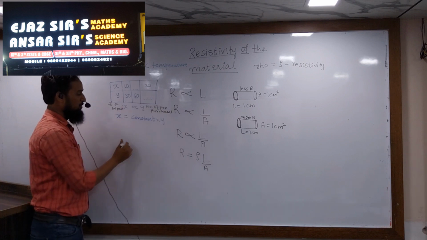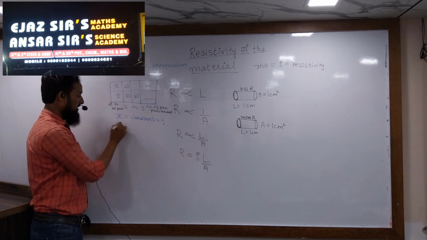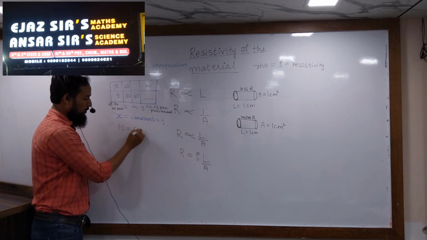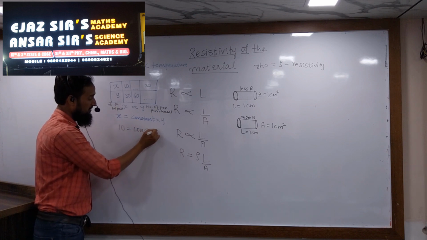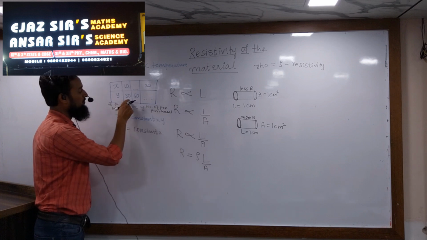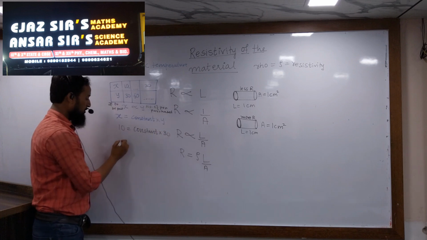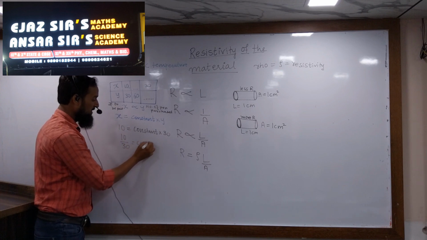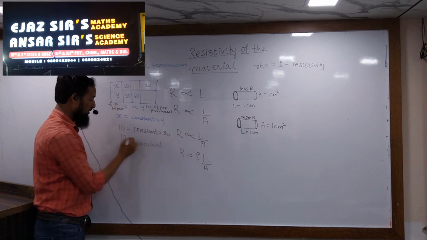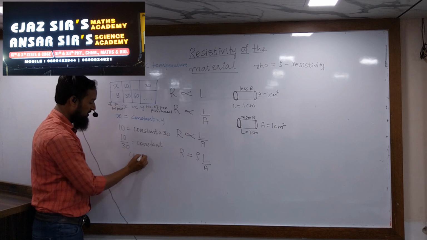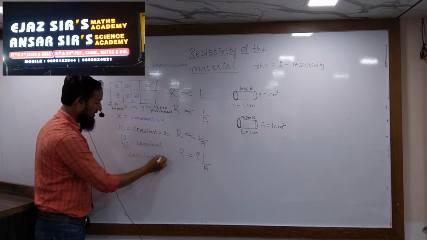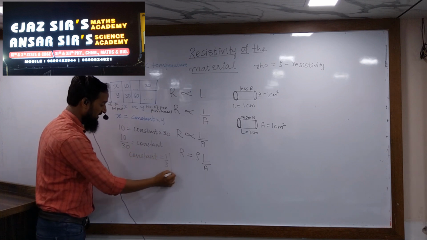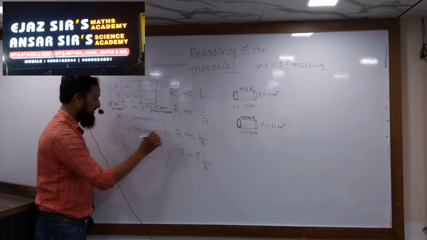So x is directly proportional to y. What is the value of x here? 10. And we don't know the value of constant, multiplied by what is the value of y? 30. So what should be the value of the constant? 10 by 30, 1 by 3. The value of the constant will be 1 by 3. So we will always remember that the value of constant in this case will be 1 by 3.